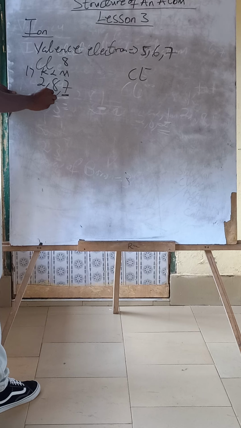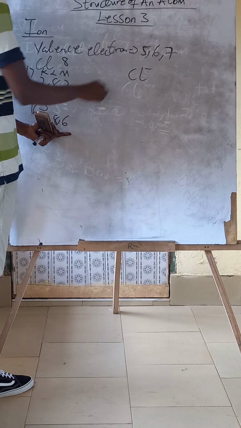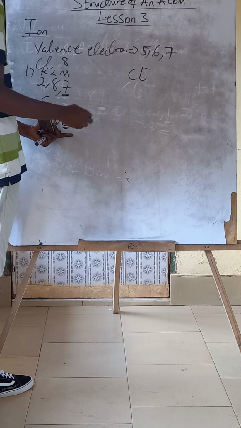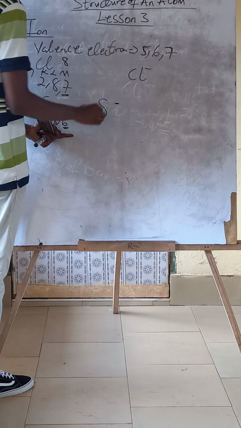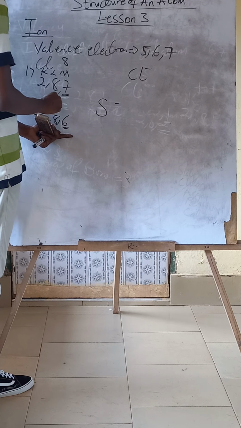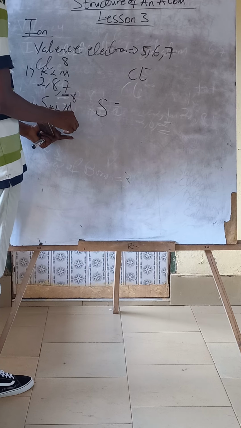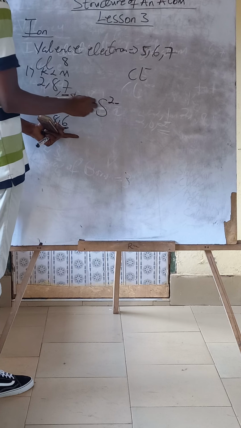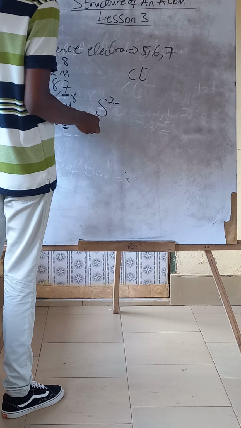What about sulfur? Atomic number 16, 2, 8, 6. So when the valence electron is 6, it will receive electrons to form an ion. So an anion, a negatively charged ion. The K shell, L shell, and the M shell. The M shell takes a maximum of 8. Over here it is taking 6. So it needs an extra 2 to become 8. So S 2 minus.